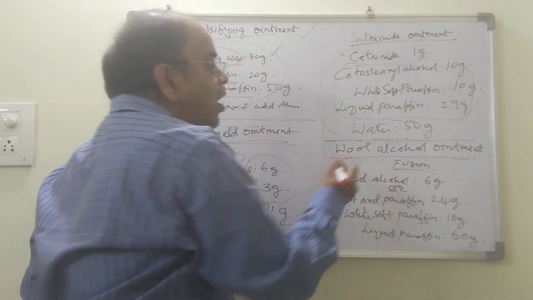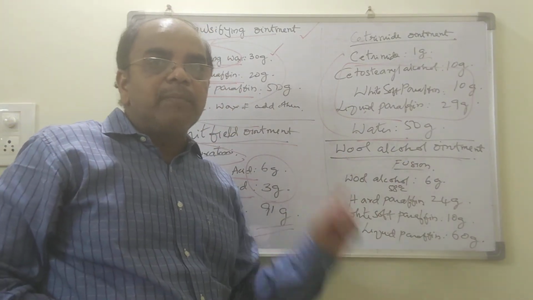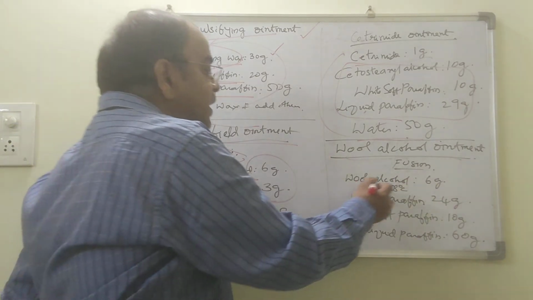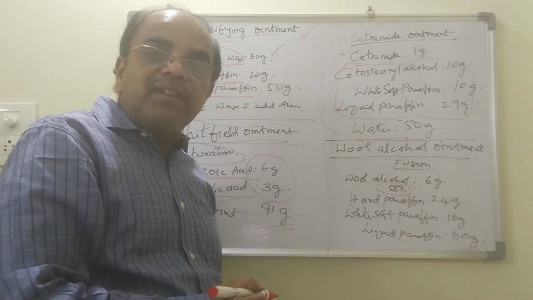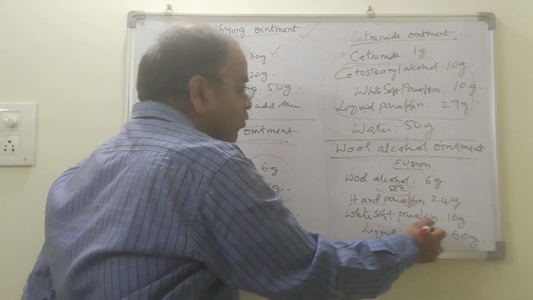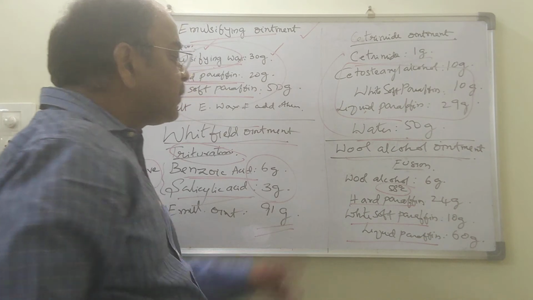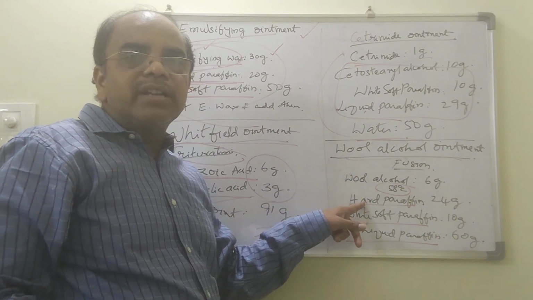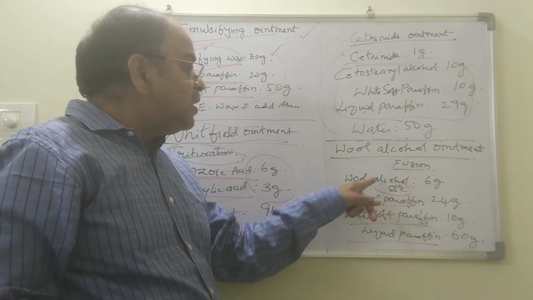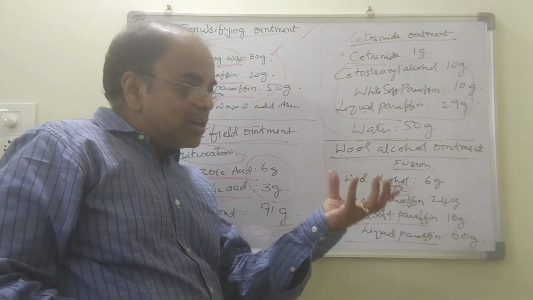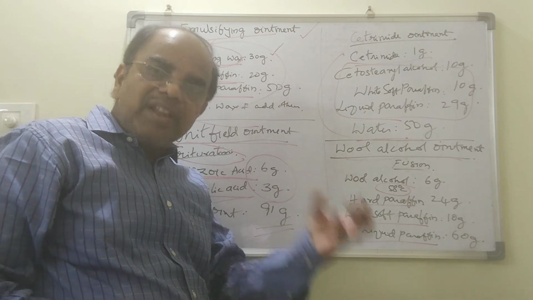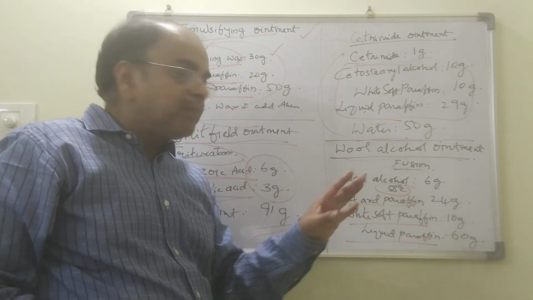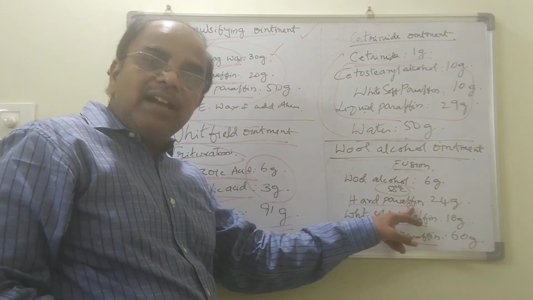Wool alcohol ointment prepared by the fusion technique. Take the wool alcohol, its melting point is 58, and hard paraffin, white soft paraffin, and liquid paraffin. Wool alcohol and hard paraffin, the melting point is around 57 to 58. Right? Mix these two. First of all, take the water bath, keep it at a temperature of 58, and start adding the wool alcohol. It is melting. Now you add the hard paraffin at the same temperature.